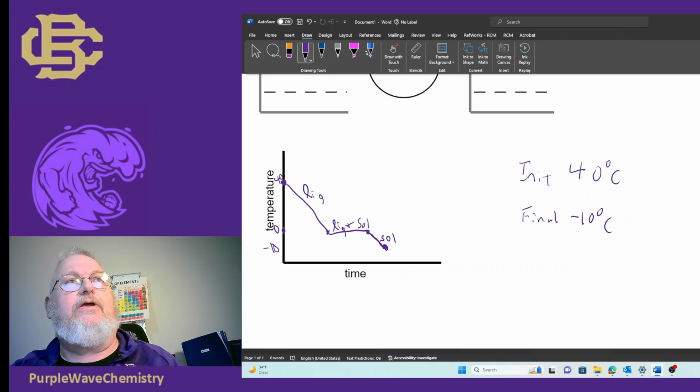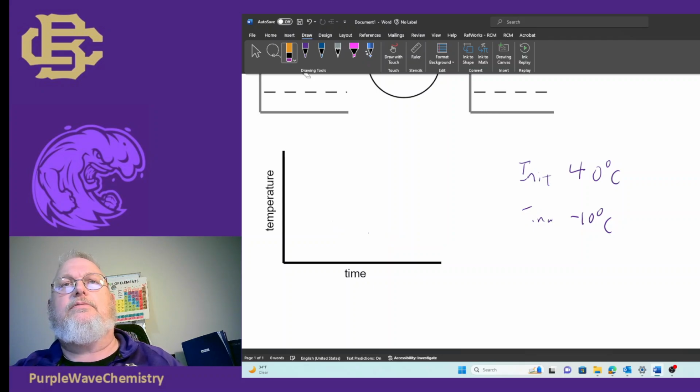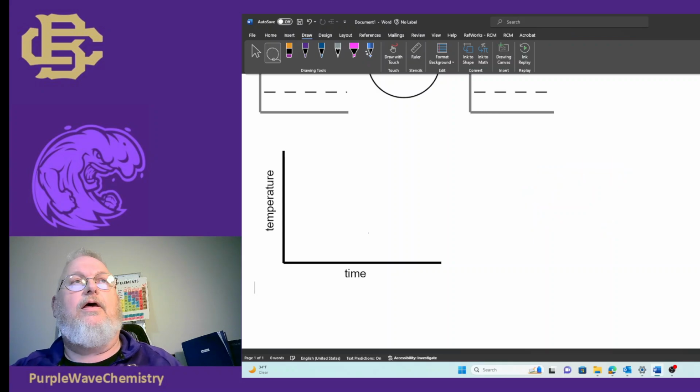Let's do a heating curve. Let me go up here. Where am I at? Oh, there we are. I had to find my pen. And we're going to do a heating curve. That means we're heating something up. All right. Should have left the initial. Well, that doesn't want to erase. Let's see if I can do this. That got rid of it. All right. So let's see. I'm going to use blue.